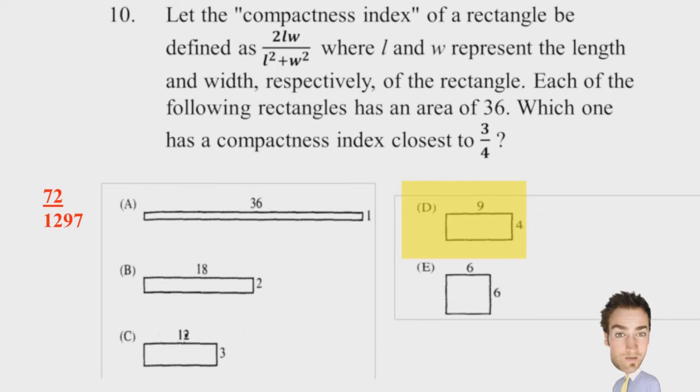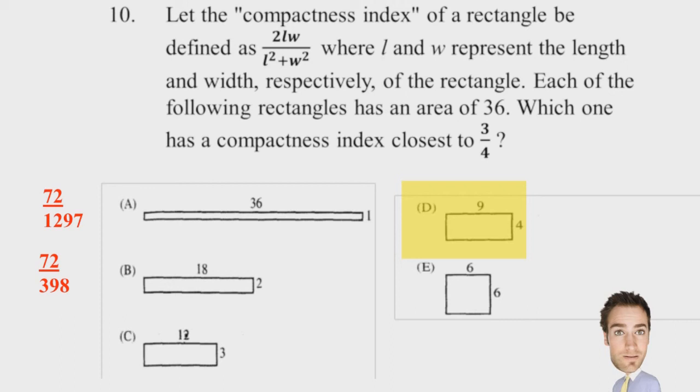B, you end up with 72. As a matter of fact, all the numerators are going to be 72 because it's basically the same in the numerator, 2 times the length times the width on all of them. And all of them end up being 36. So 36 times 2 is 72. So choice B is 72 over 398. You can put that in your calculator. You'll get something a little less than 20%, a little less than 0.2. That's not close to 3/4.